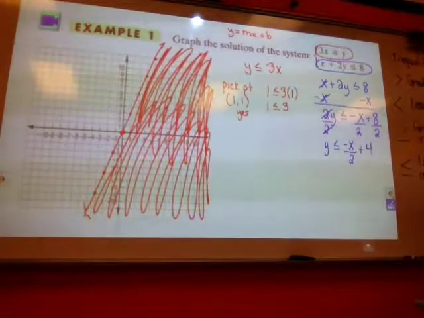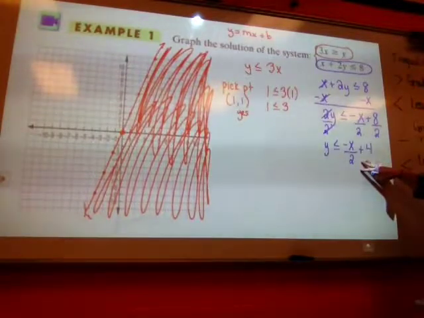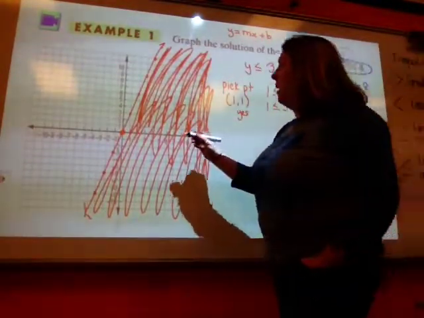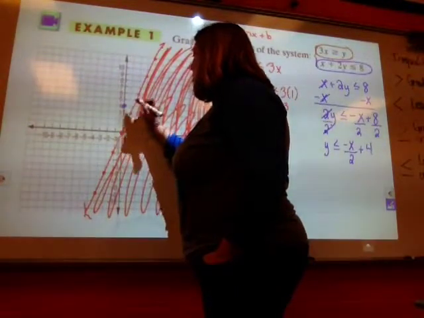So, how am I going to graph this? Where am I going to start? 4. Am I going to open or close? Is it going to be solid or dashed? Solid, so I can do this.